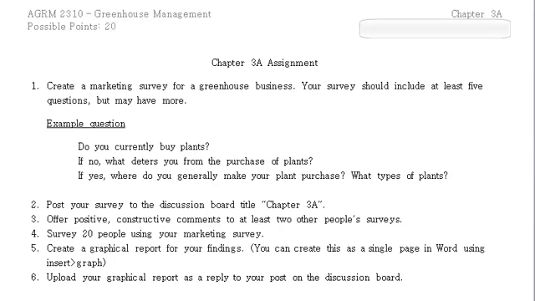If you have any questions, please either post a question to the discussion board for general questions or send me an email. I encourage you to get started on this early this week, because if you're going to survey 20 people, you obviously can't wait until the night before the assignment is due to get that completed.